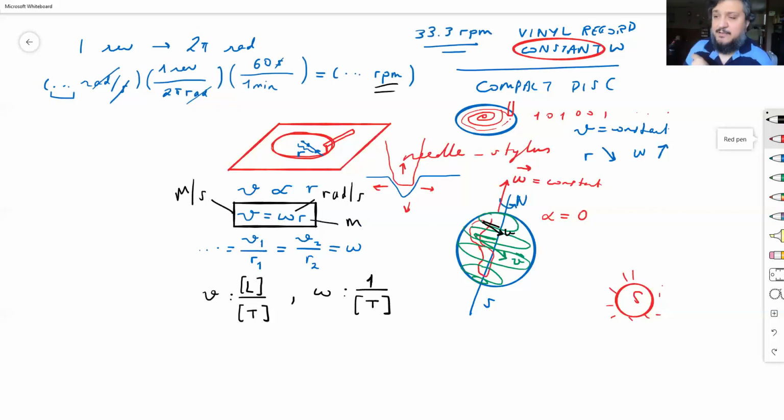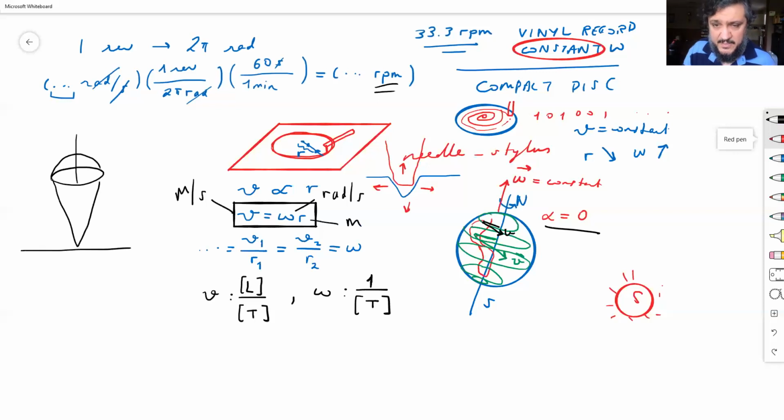Now, what about alpha? I said for Earth, there's no alpha. But what about a spinning top? Its omega will change. There's friction and all that. A spinning top, like this, spinning about an axis here. Now omega will change, therefore there will be alpha.